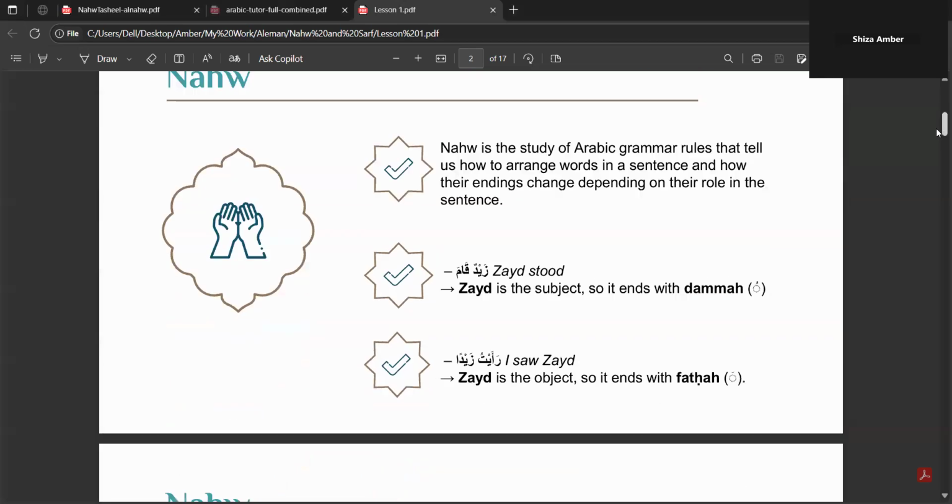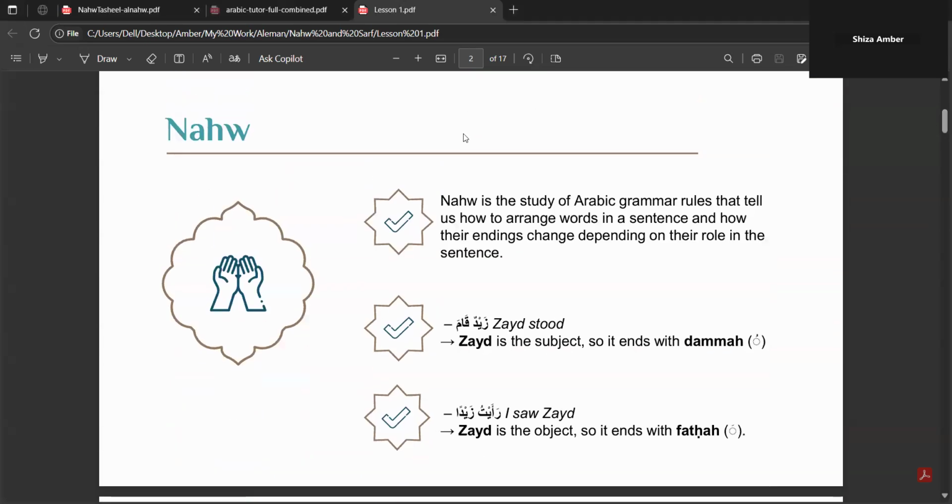All right, so today we will be starting with our first lesson of Nahw, and by Nahw I mean let me go over the basic definition of what this subject is, because in classical Arabic, we will be doing two subjects, Nahw and Sarf. So first of all, we are starting with Nahw. Okay. So Nahw, it's the study of Arabic grammar rules.